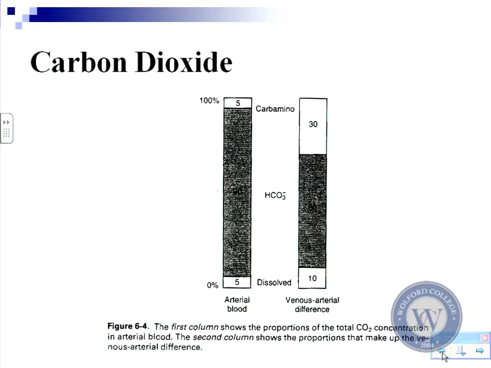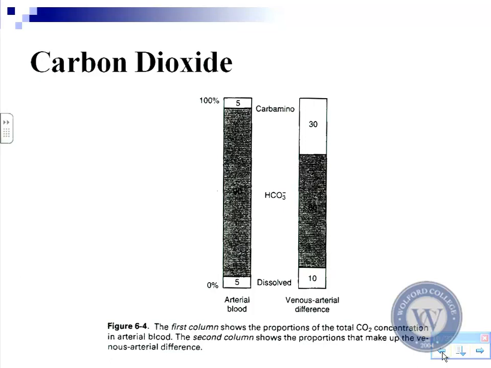If you look at the venous side, much more important is still bicarbonate. So the bicarbonate buffering system is still by far the most important. The amount of dissolved CO2 doubles, going from 5 to 10%. And then your carboamino components are 30%. Where did that extra 25% come from?